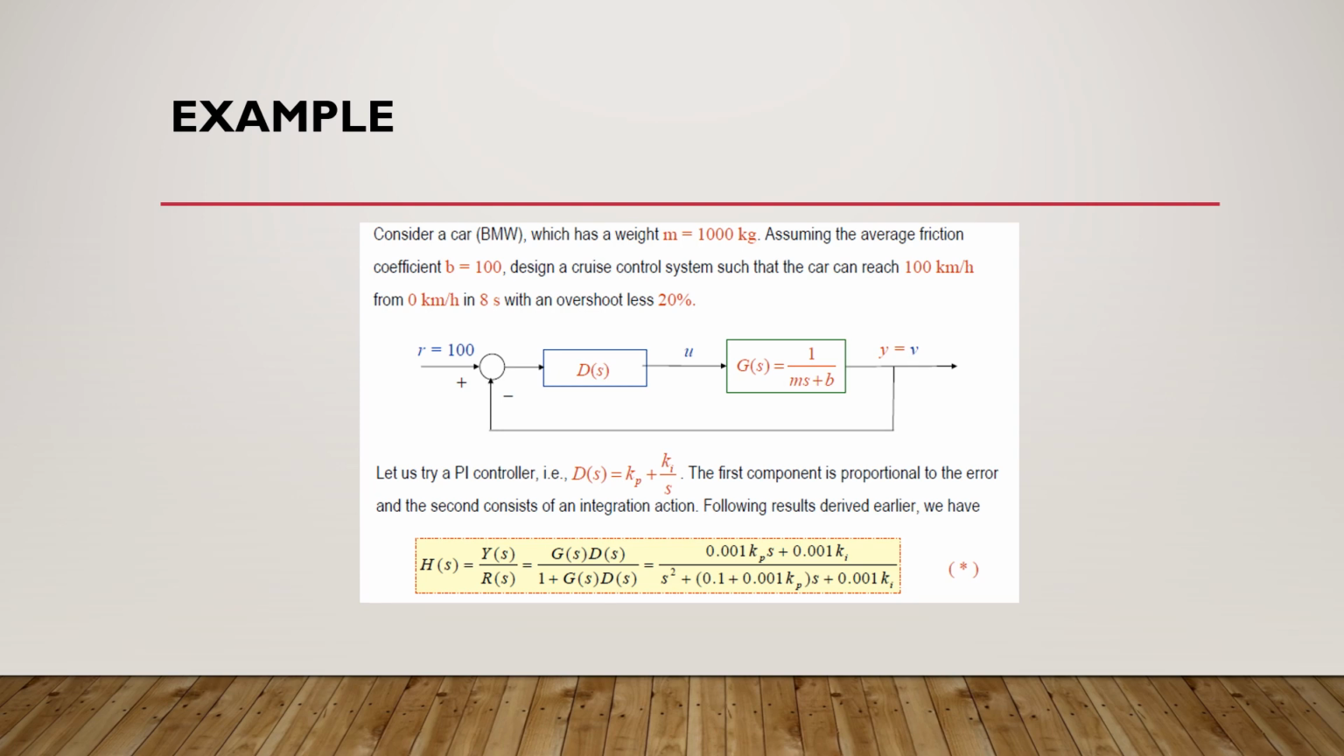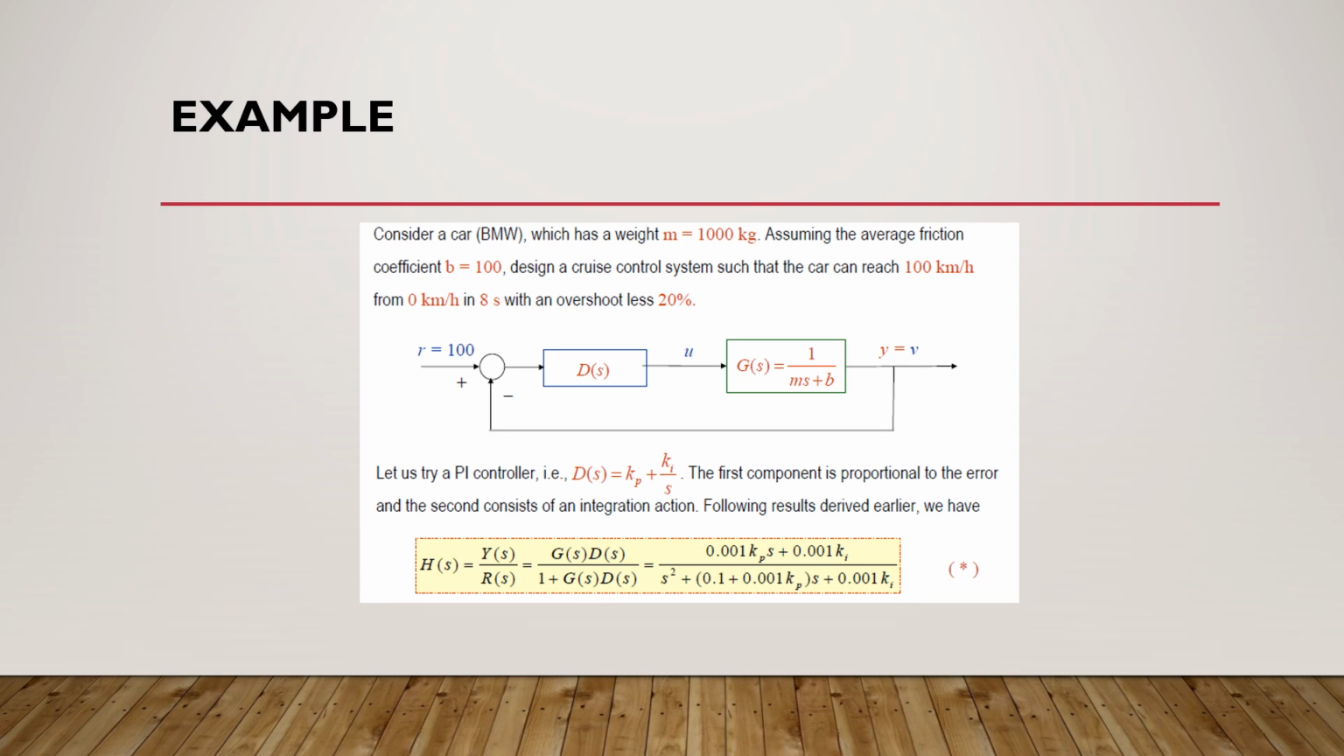This is the block diagram for this example. This block diagram shows that this is a continuous time control system. Let us try a PI controller, D(s) equals Kp plus Ki over s. The first component is proportional to the error, and the second consists of an integral action.